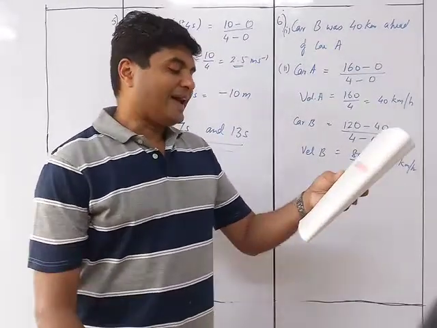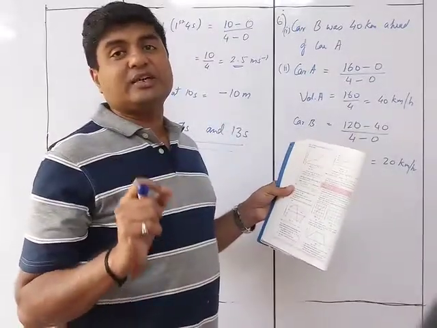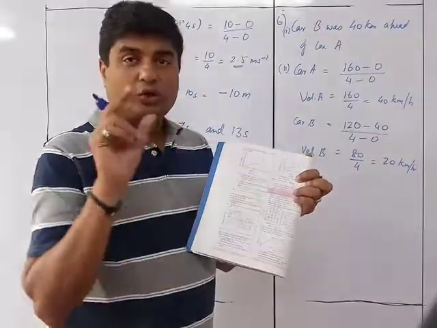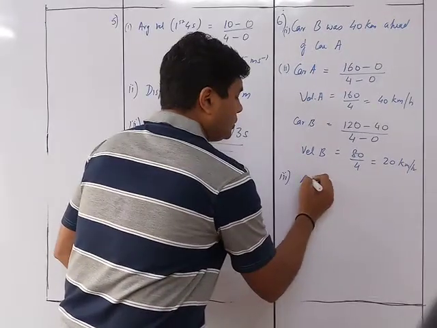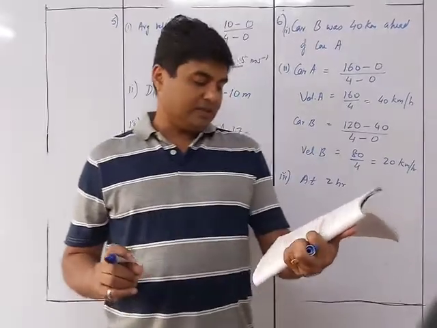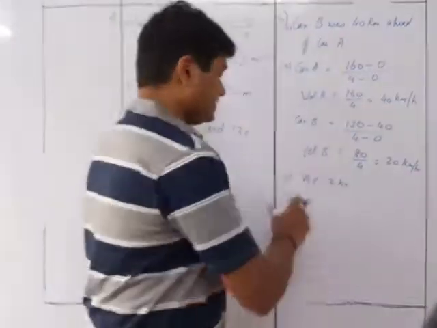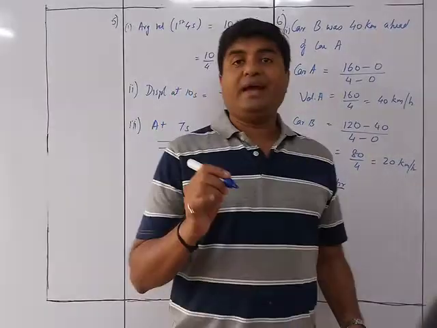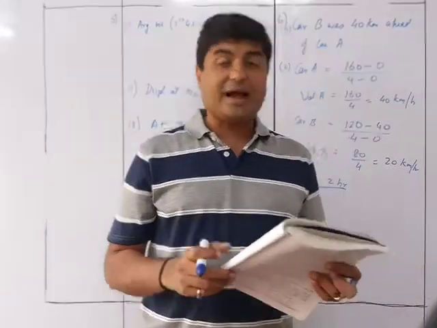Question 3. The time in which car A catches car B. You can see from the graph, where is the intersection point of graph A and B? The intersection point of graph A and B is at the 2 hour point. So that's why the third answer is 2 hours. The 2 hours is the time, and the time in which the car reaches, that is in 2 hours. So this 2 hours is the answer for A and B to meet each other, or car A catches car B.